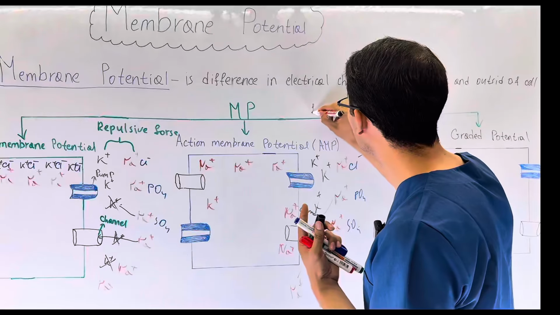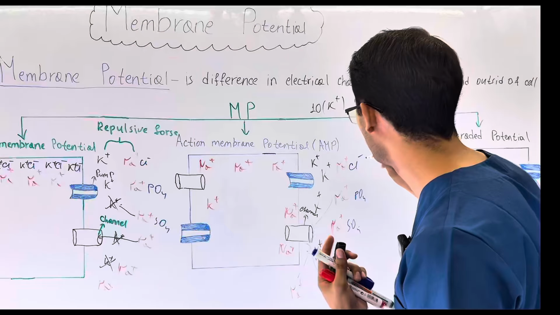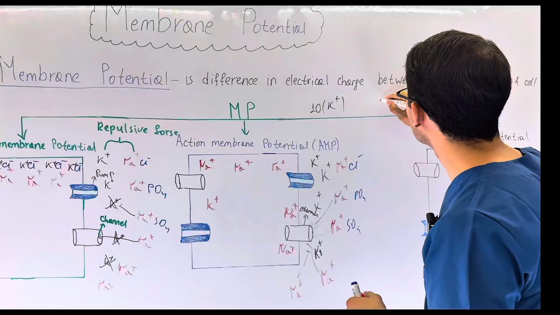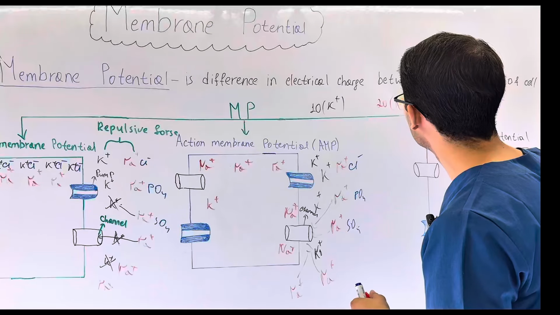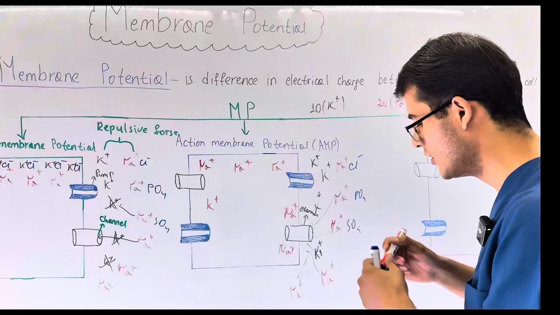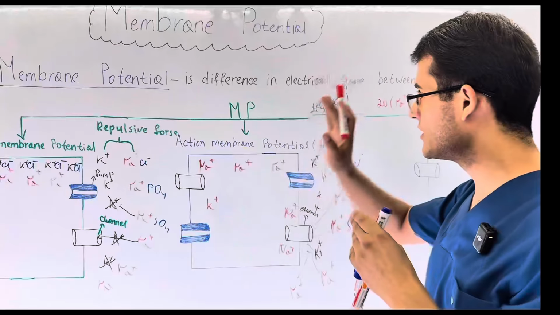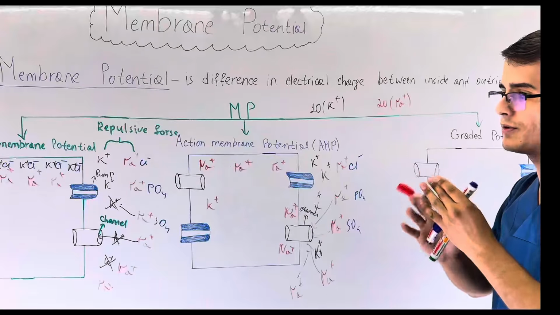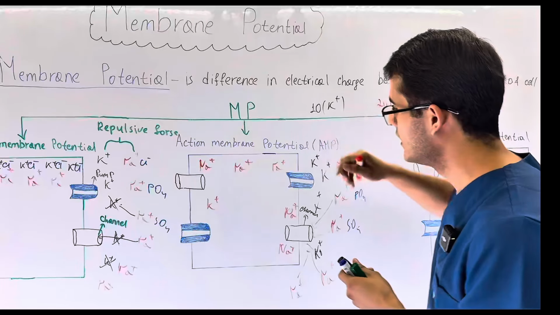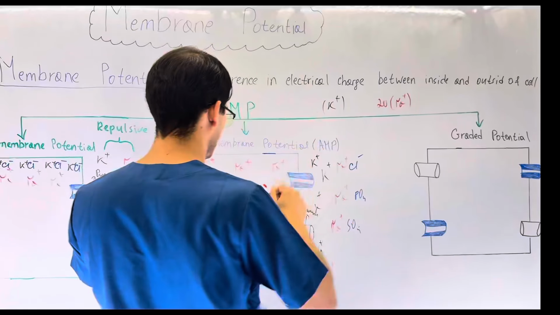For example, imagine that outside of your cell you have, let's take an example, 10 potassium outside of your cell, right? And you have, for example, 20 sodium outside of your cell. It's an example. So they have the power to stop them, right? Because they're positive. They both are positive.